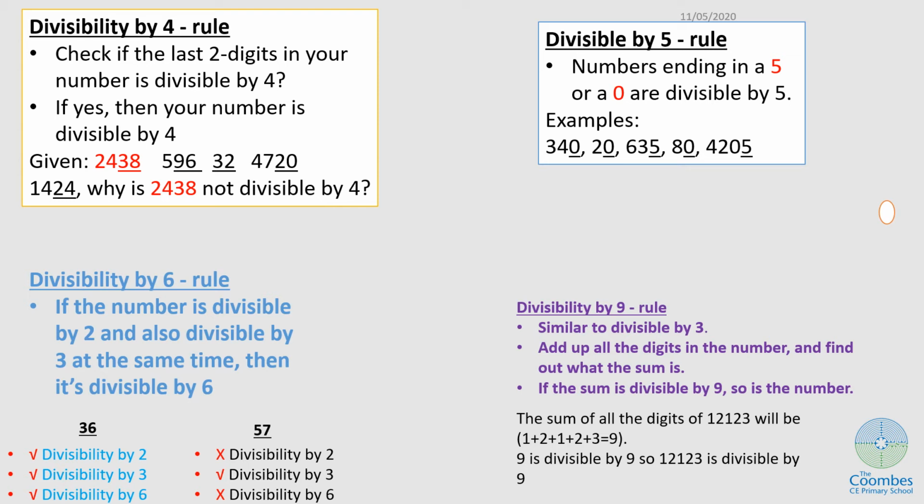Let's look at an example. 12,123. Let's look at the total of the digits. So 1 plus 2 plus 1 plus 2 plus 3. If I add up all that, I should get a total of 9. Now, is 9 divisible by 9? The answer is yes. So this number is divisible by 9.